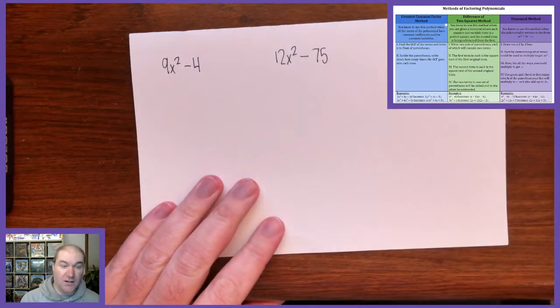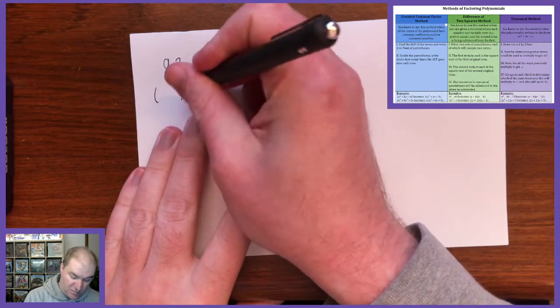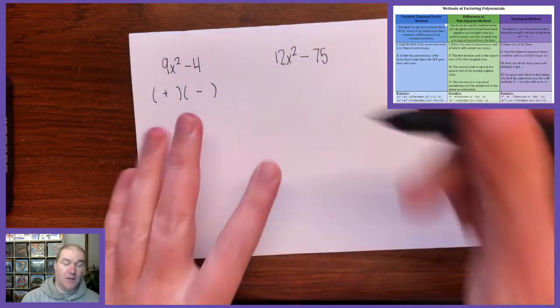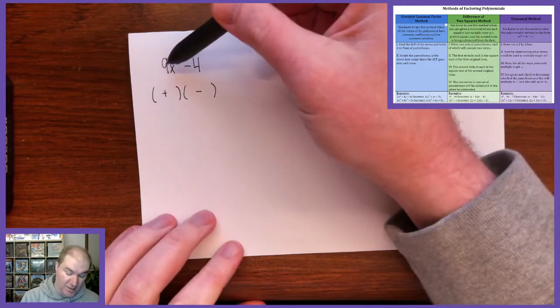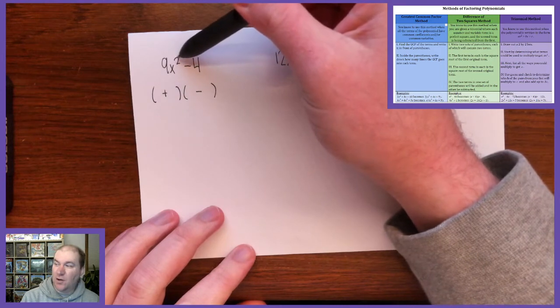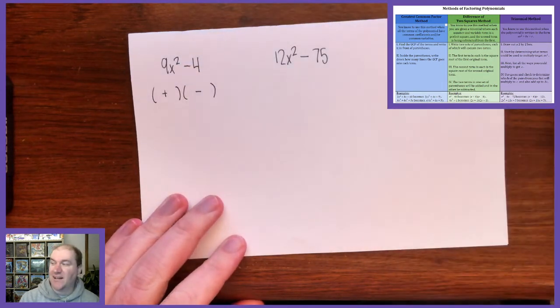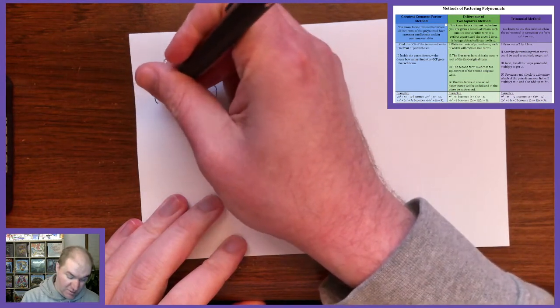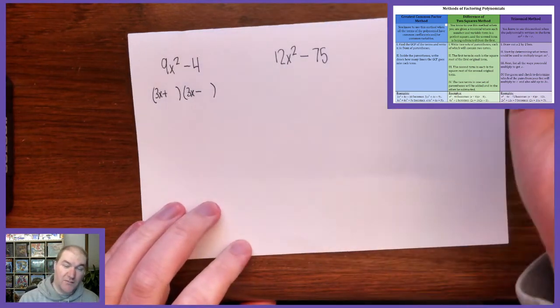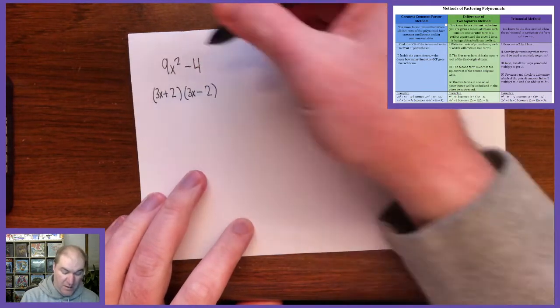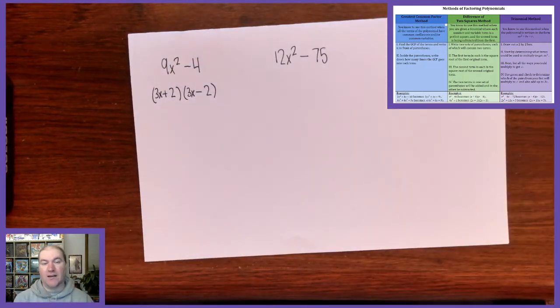To factor using difference of two squares, you're going to write two sets of parentheses and put a plus sign in one of them and a minus sign in the middle of the other one. Then you ask yourself, what term times itself is 9x squared? Well, the answer is 3x. So you put that in the front of both of the parentheses. And the square root of 4, what times what is 4? The answer would be 2. This is factored out to be 3x plus 2, 3x minus 2. And that's all we can do to factor this one.